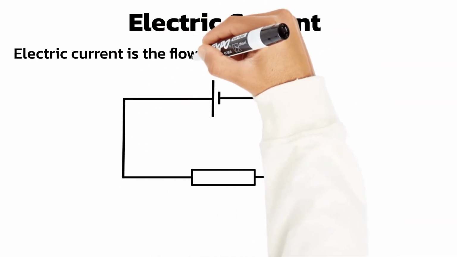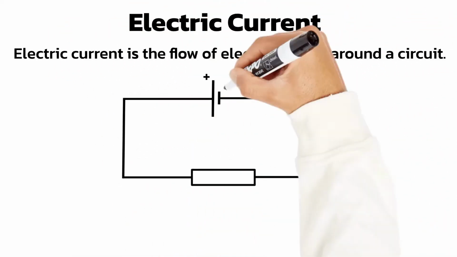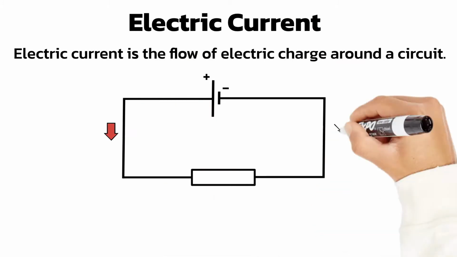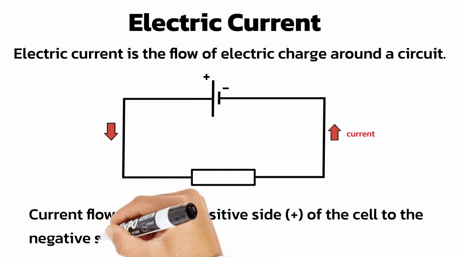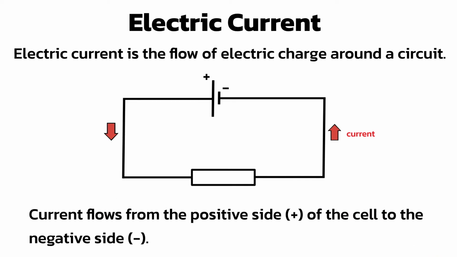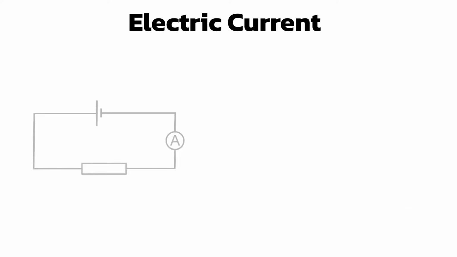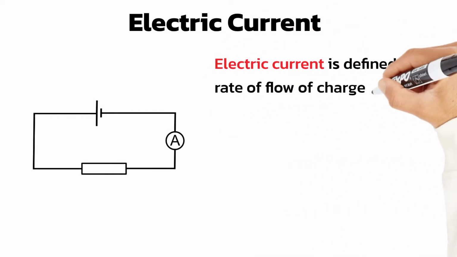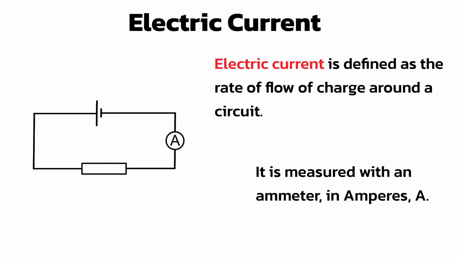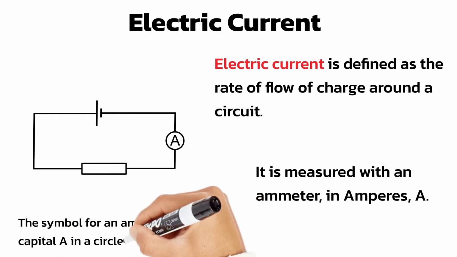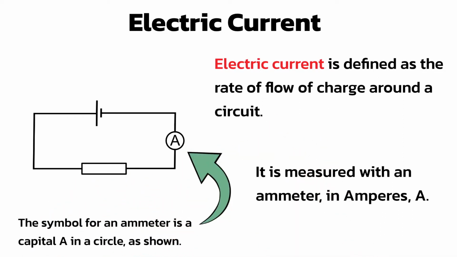Electric current is the flow of charge around a circuit. Current flows from the positive side of the cell to the negative side. Electric current is defined as the rate of flow of charge around a circuit. It is measured with an ammeter, in amperes. It's normally shortened to the letter A. The symbol for an ammeter is a capital A in a circle, as shown.